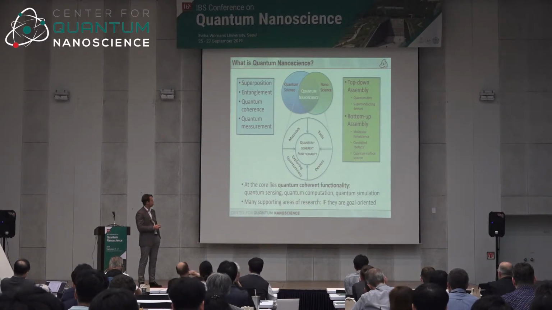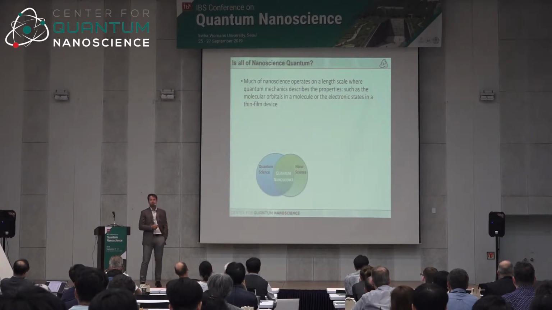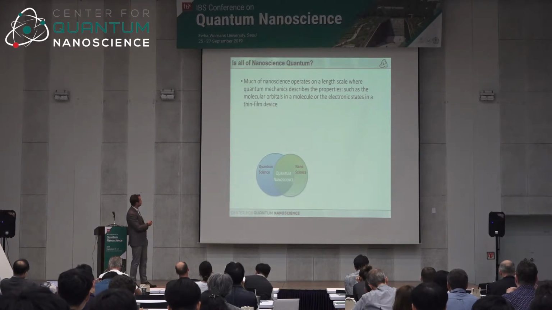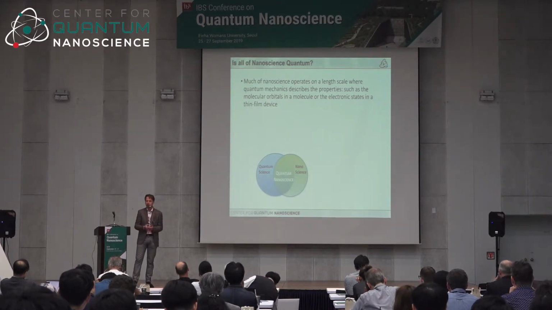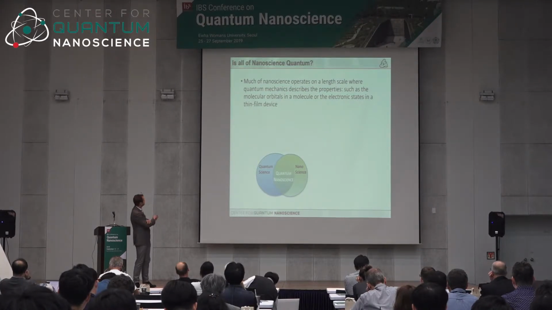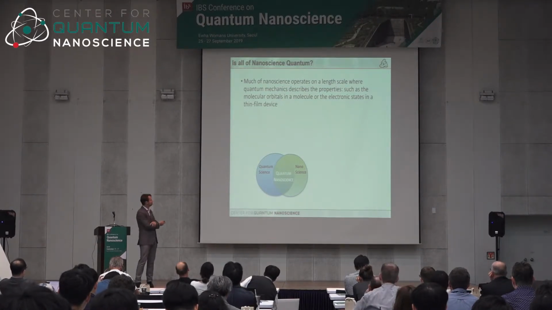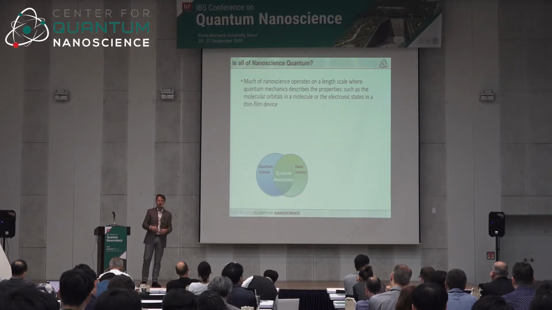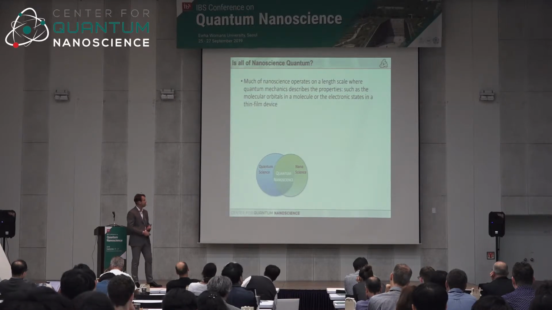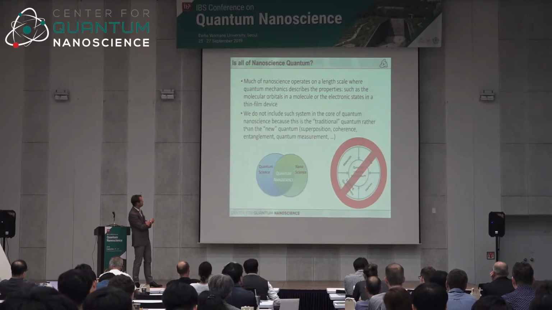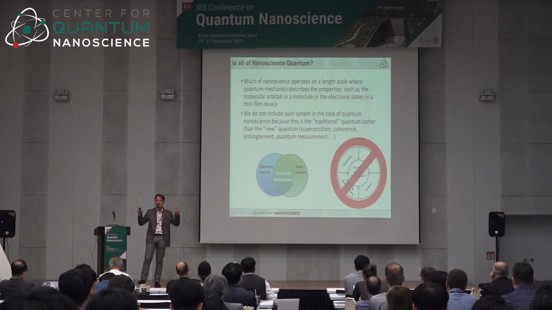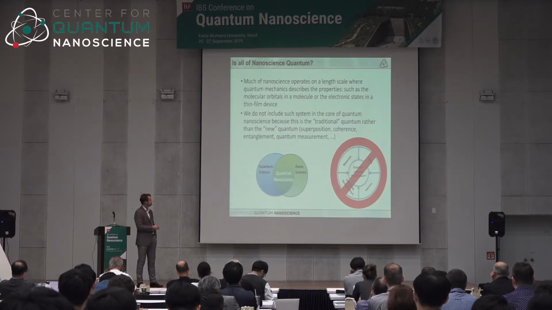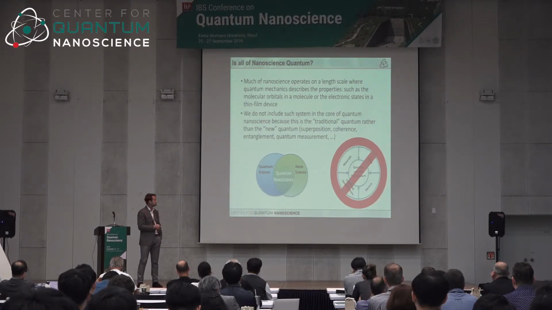So this you can actually find on Wikipedia. Let me give you examples of this to illustrate what we mean by this. The first one is, of course, in some definition, everything is quantum, right? Molecular orbitals in a molecule, or electronic states in a thin film device, they're all quantum effects, thickness-dependent effects in a semiconductor, right? Is this quantum nanoscience? No. This is not quantum nanoscience because it does not use these quote-unquote new concepts of quantum, such as superposition, entanglement, and quantum coherence. So we all agreed that this stuff is not part of quantum nanoscience.